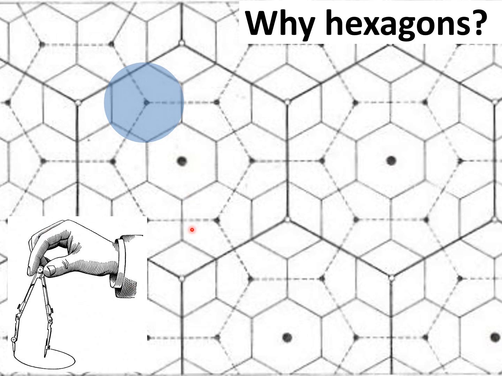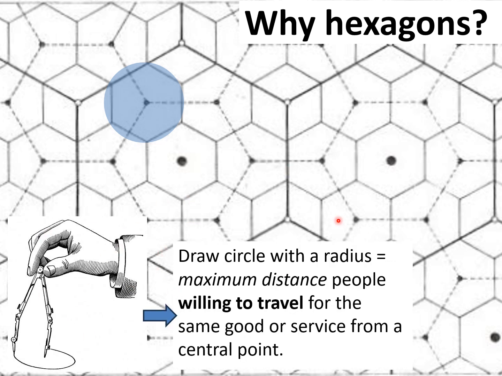Okay, I'm yammering on too much. So we draw the circle, and this tells us the maximum distance people are willing to travel for the same good or service from a central point. If this is my range for milk, then I'm willing to travel this far. And actually, maybe I'm willing to travel even further, but for now, we'll just go with this.